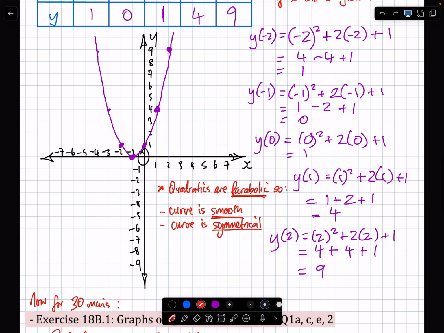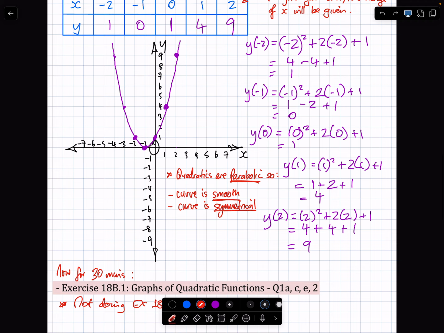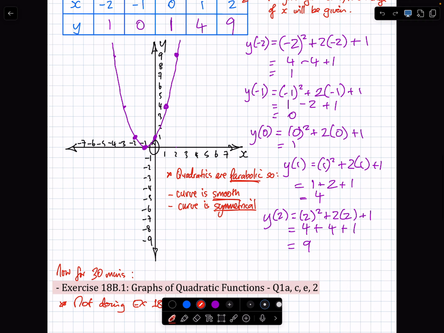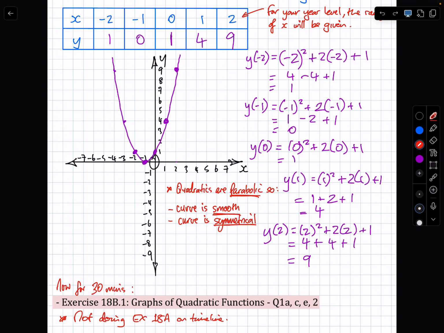So, basically now, for 30 minutes, I would like you to work on 18B1, 1 ACE 2. You are not doing exercise 18A on the timeline. So can you make a start?